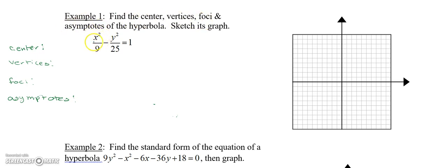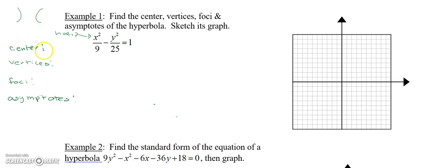So first I'm going to identify. I see the x is coming first, and it says subtraction. When I see it's subtraction, I know it's a hyperbola. When the x comes first, that tells me that it's going to be horizontal. So when the transverse axis is horizontal, I know that my branches are open horizontally.